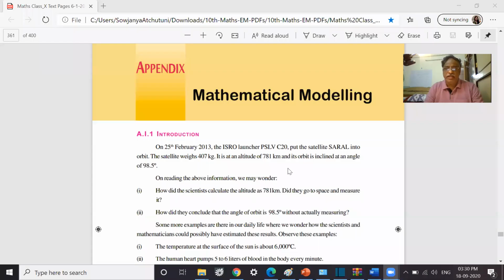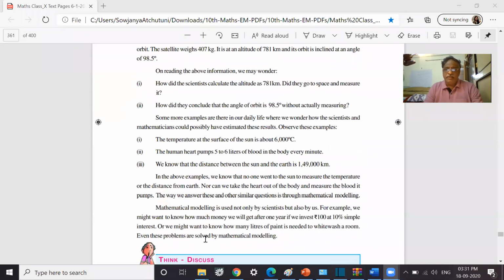Hello students, now we are going to learn mathematical modeling of class 10th. Last lesson of the syllabus, mathematical modeling of class 10th. So this is the mathematical modeling. Where do we use this modeling, and how is it useful for us? Let us see.